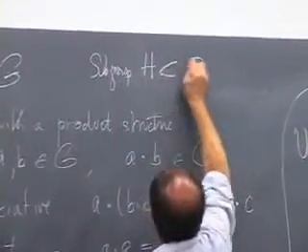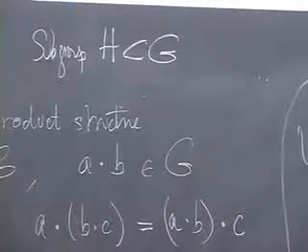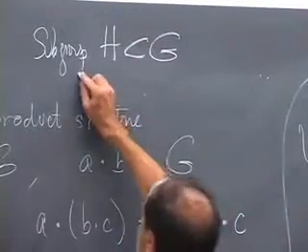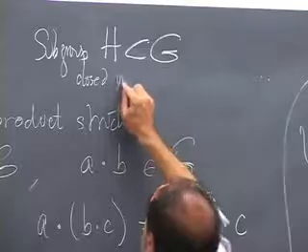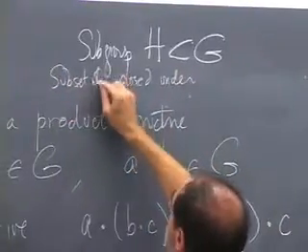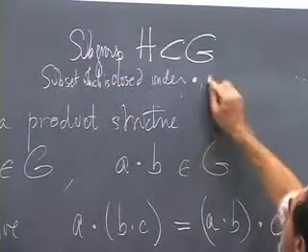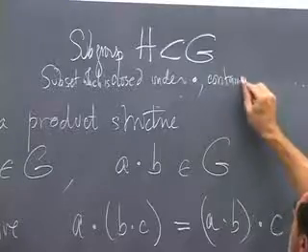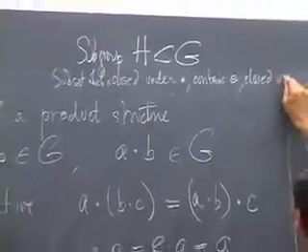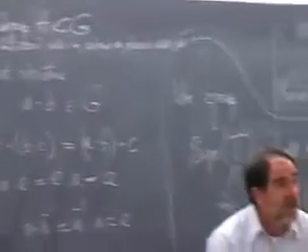H of a group G, denoted like that, is a subset that is closed under multiplication, contains the identity, and contains inverses. So it should be a subset which is closed under multiplication, contains the identity, and closed under inverses. Namely, if A is in H, A inverse also has to be in H.